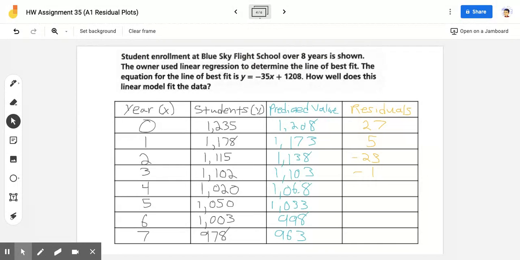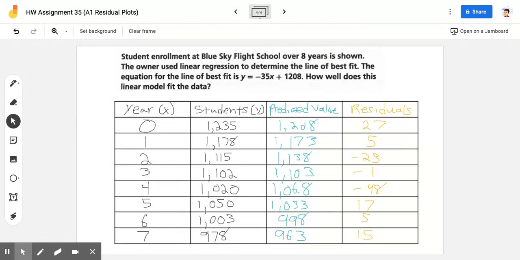1,020 minus 1,068 is negative 48. 1,050 minus 1,033 is 17. 1,003 minus 998 is 5. And 978 minus 963 is 15. Okay, so here are our residuals.